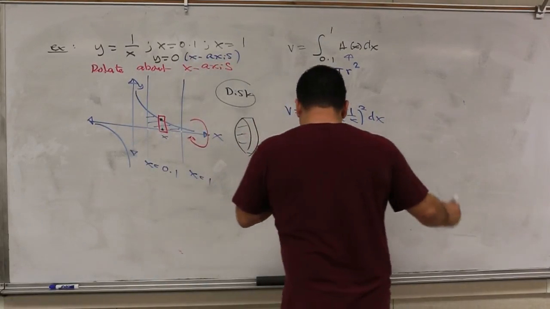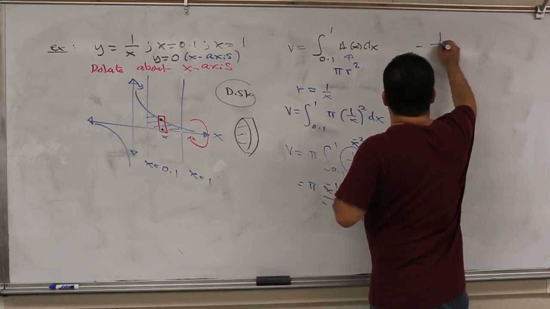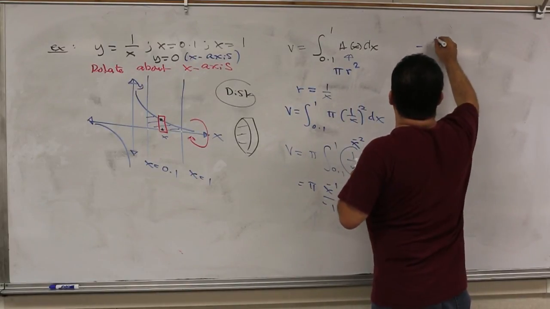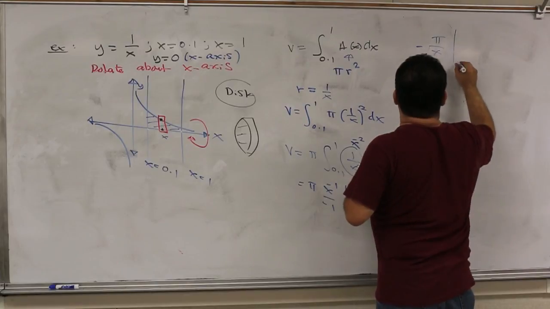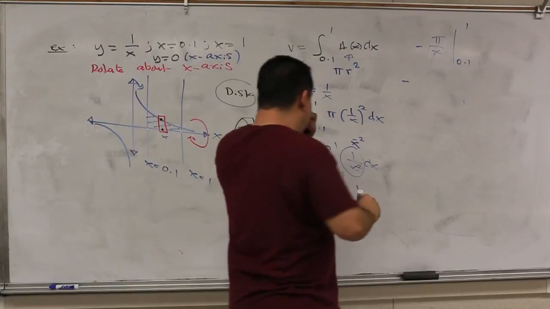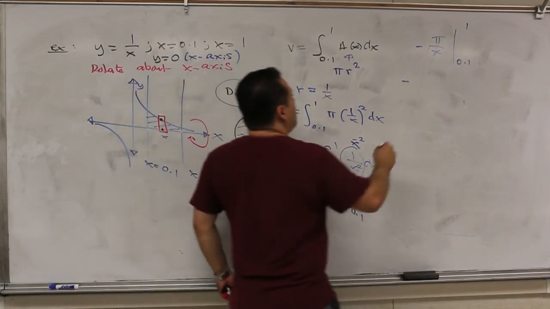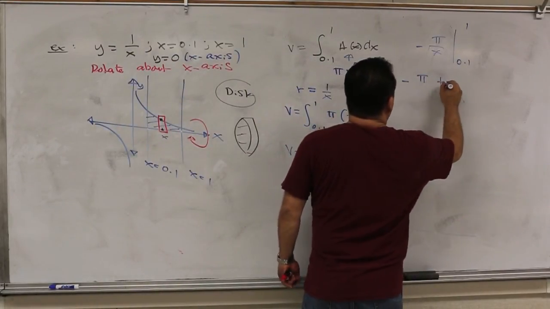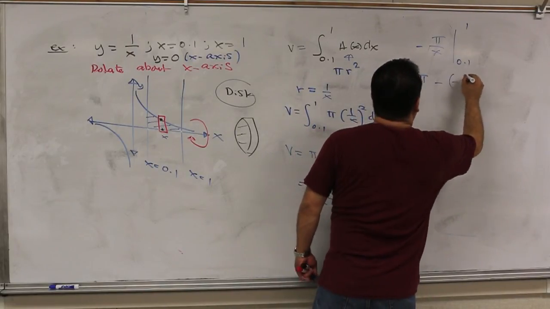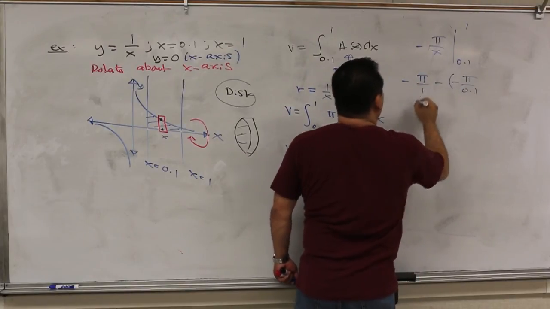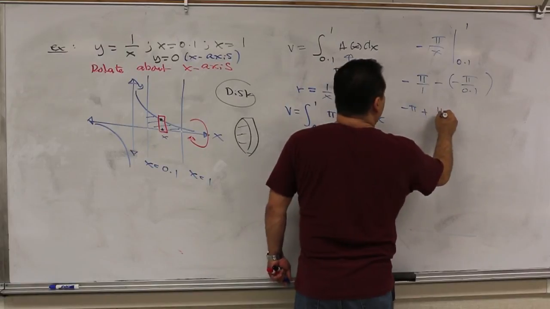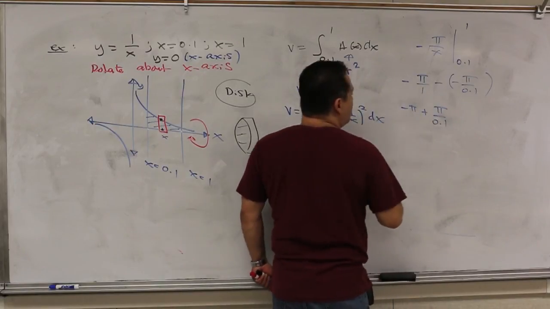And then that gives me negative pi over x, evaluated from 0.1 to 1, which is going to be, oh, what is that? Negative pi plus, okay, let's do every detail. Minus pi over 0.1. Don't you put the 1 down here, right? So we get minus pi plus pi over 0.1.